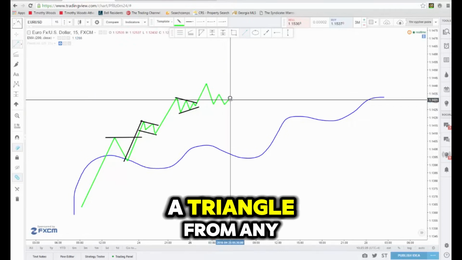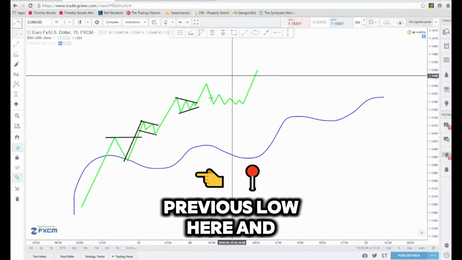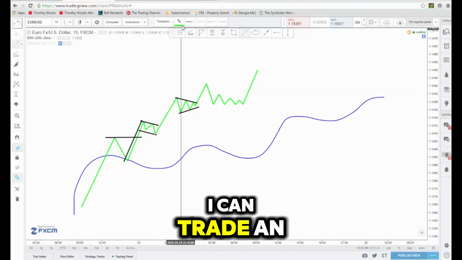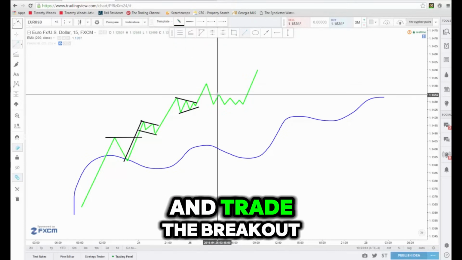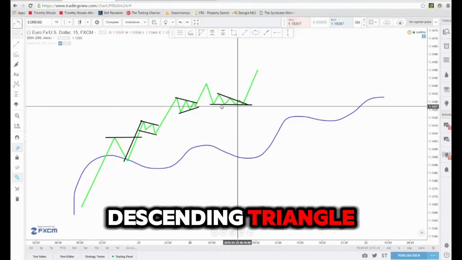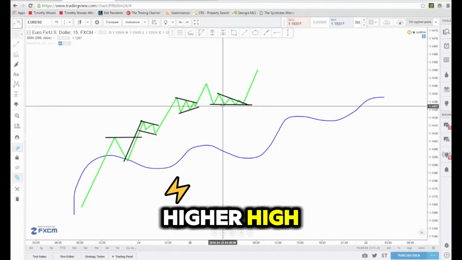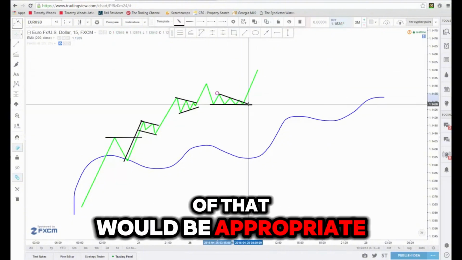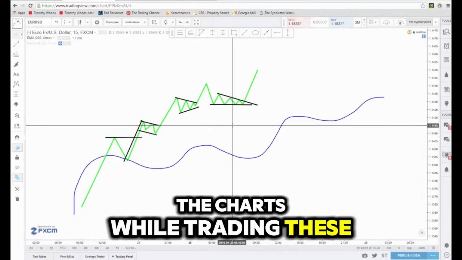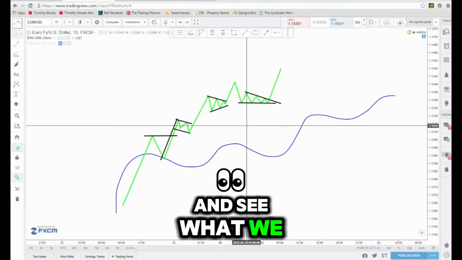a triangle from any point between the lowest previous low here and the higher high. So any point between there, I can trade an ascending or descending triangle and trade the breakout in the direction of the underlying trend. There we would have a descending triangle towards the middle range between the higher low and the higher high, and trading the breakout of that would be appropriate according to my rules. So now that you have an idea of what I would be looking for on the charts while trading these simple patterns, we'll go down to the charts of the euro dollar over the past couple of months and see what we can find.